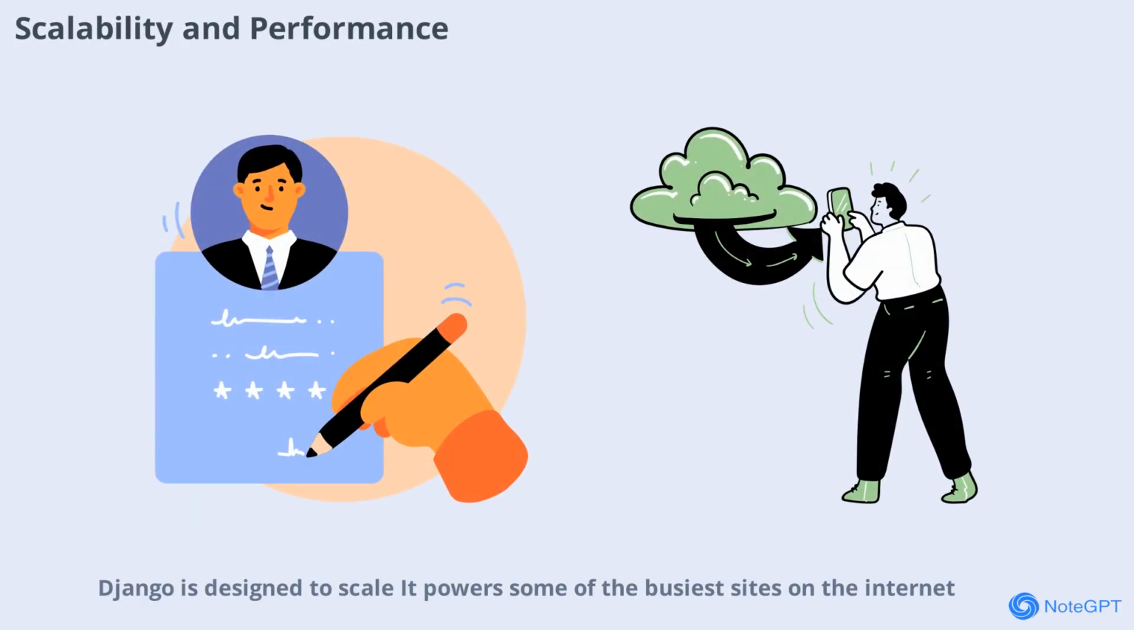Django is designed to scale. It powers some of the busiest sites on the internet, handling millions of users and requests efficiently.